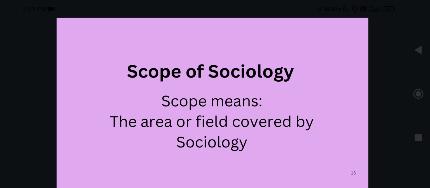The scope of sociology refers to the area covered by the subject. In simple words, it tells us what sociology studies. There are different views regarding the scope of sociology. Two important approaches are the formalistic school and the synthetic school. Let us briefly understand them.